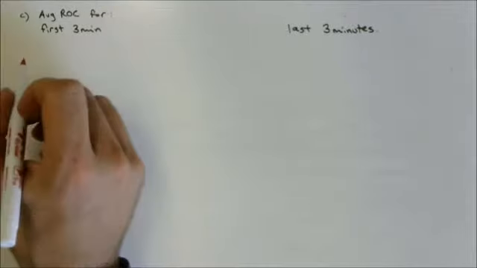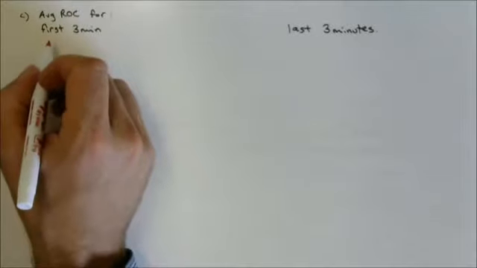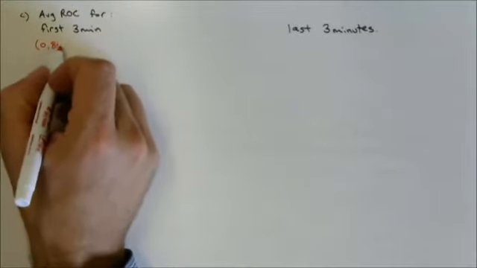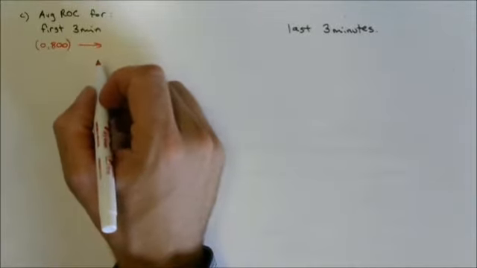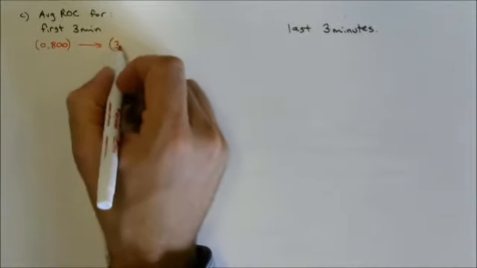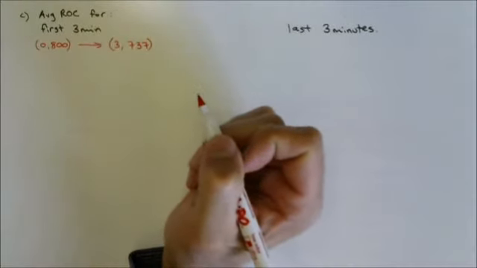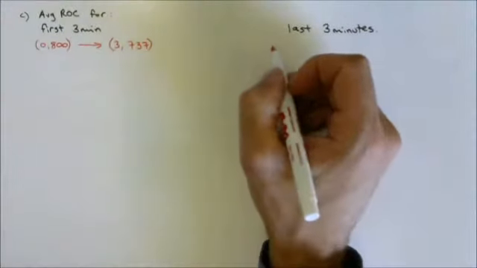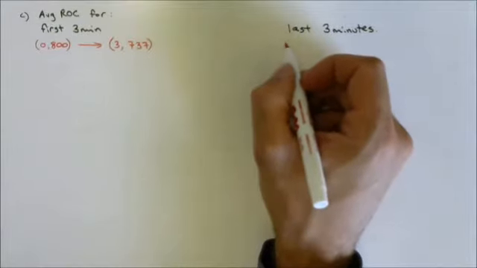So the first thing we're going to want to do is take the points that we're using. From the first 3 minutes, we're going from 0, 800 to 3 and its partner, 737. In the last 3 minutes, 7 take away 3 is 4.